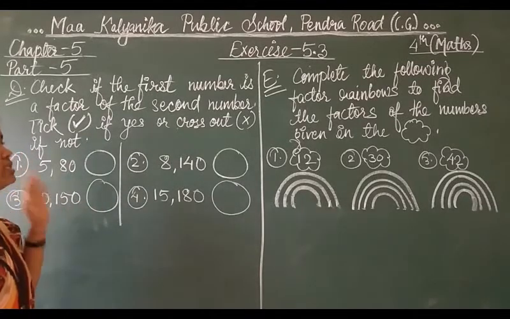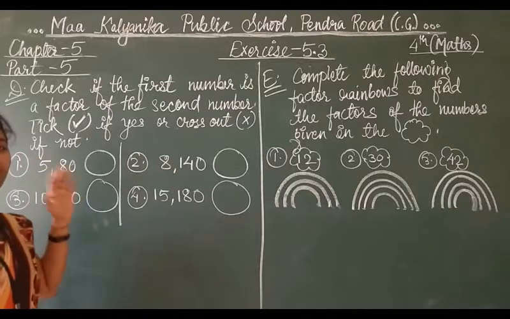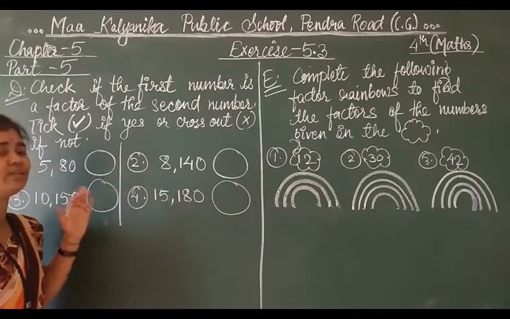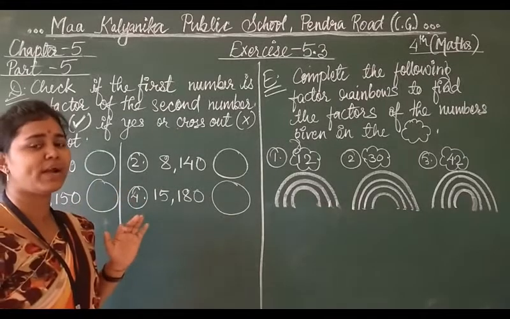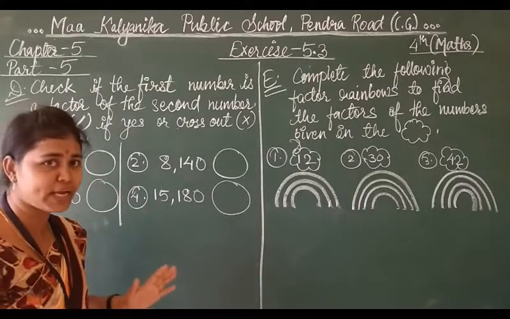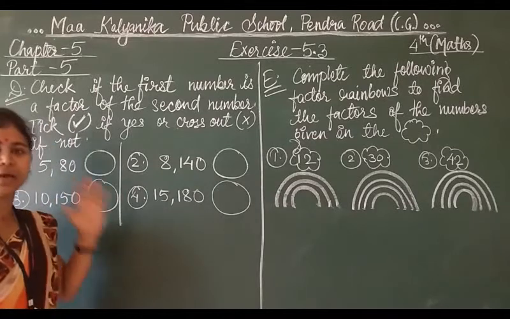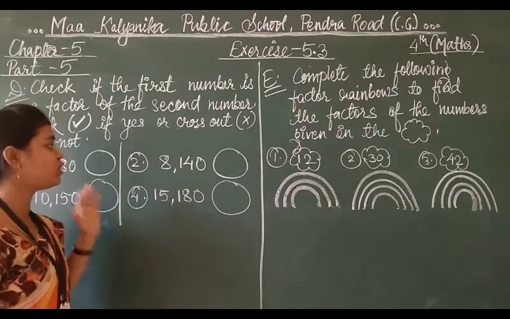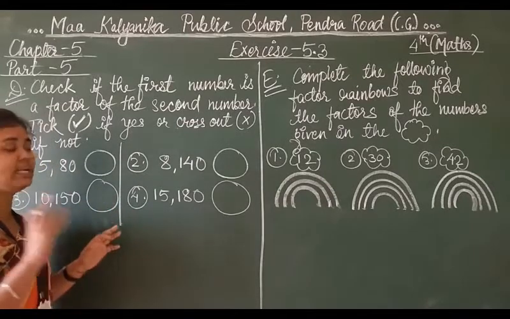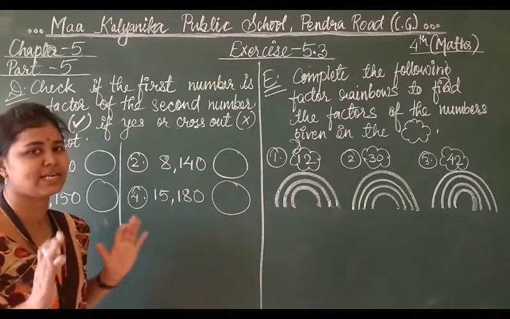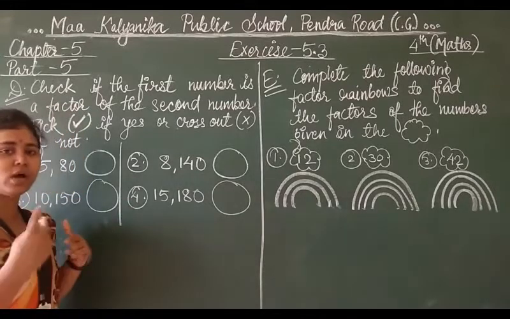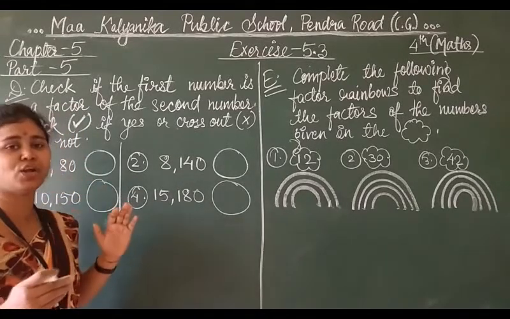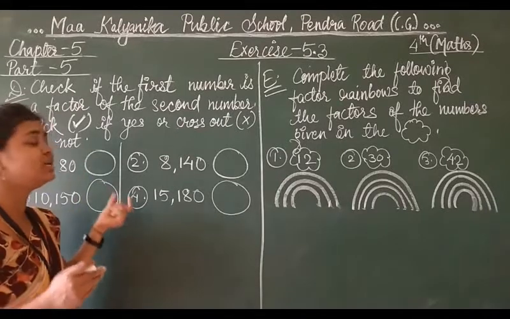So see students, in question number B and C, in the previous video I had told you about the different methods of finding the factors. One was the multiplication method to find the factor, and the second was the division method. I think the division method is the best and easiest method, so you can solve according to your choice. You can choose the multiplication method also, but I think the better option is the division method.